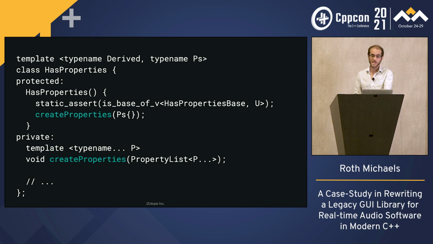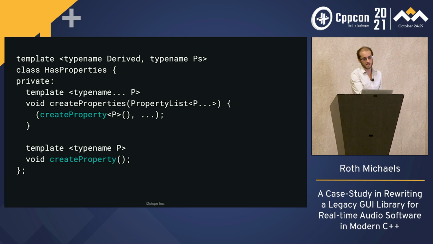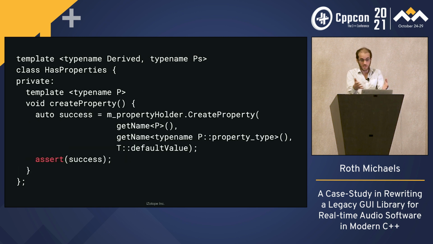So this was the PS here is button properties list. And you see we pass that to get this private create properties below. And that again has a variadic template parameter pack. So we see that P gets expanded, and so now we have all those properties in that list. So what does this create properties do? Well, it just calls create property with each one of those P's we've just expanded. And then create property actually does our old school property holder create property.